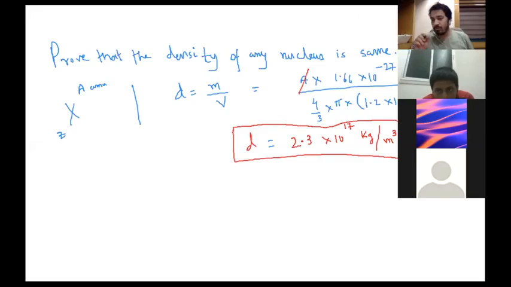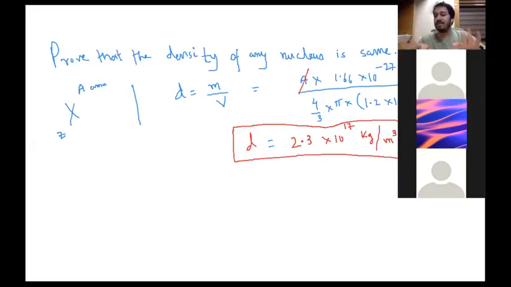Now I want you to look at this value and imagine this value. This is the density of the nucleus, and it is the same for every nucleus. Every nucleus in the world has the same density, which is this much: 2.3 × 10^17 kg per meter cube. Now feel this.